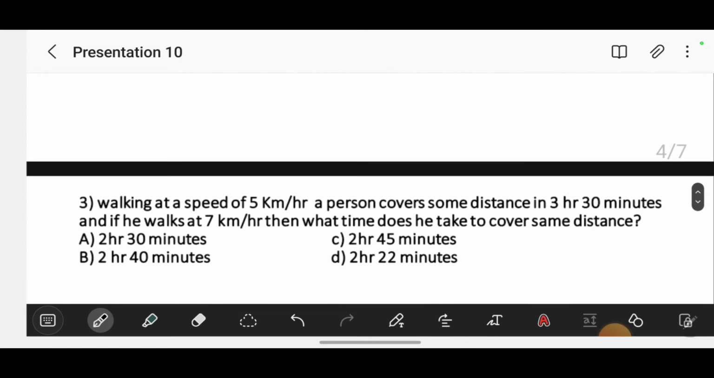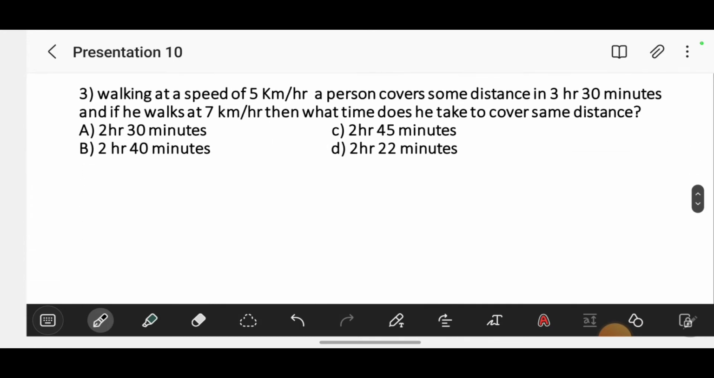Okay, let's go into the next question. Right, he's saying that walking at a speed of 5 kilometers per hour, a person covers some distance in 3 hours 30 minutes. And if he walks at 7 kilometers per hour, what time does he take to cover the same distance? Okay, let's do it.